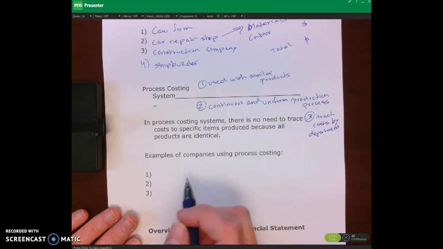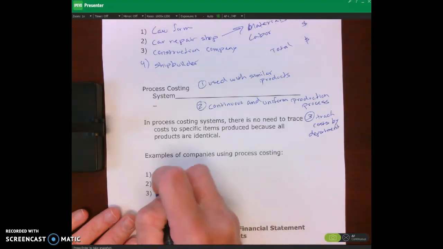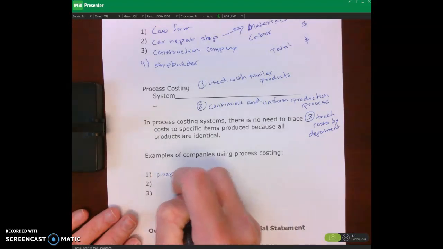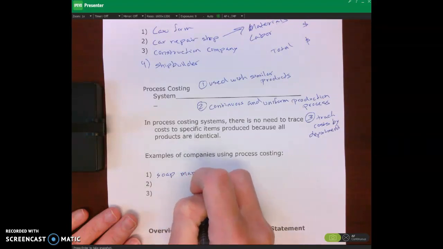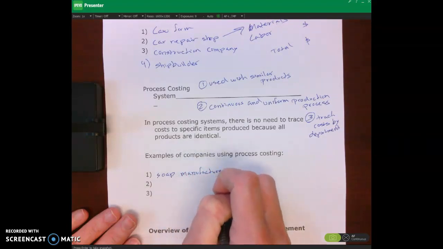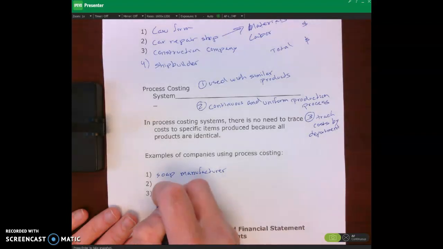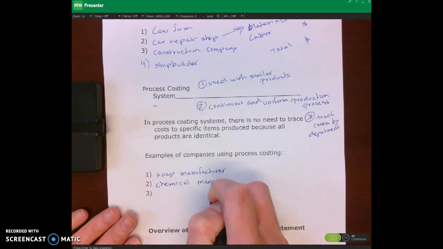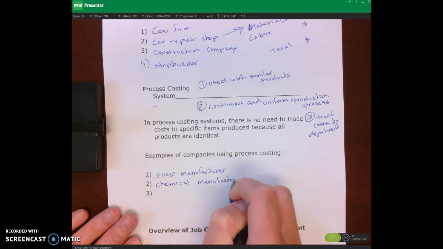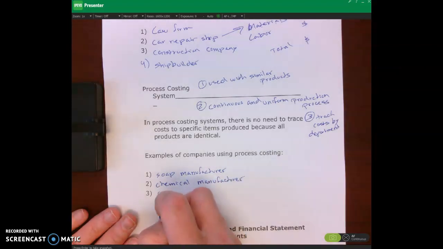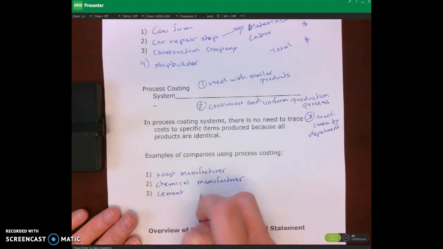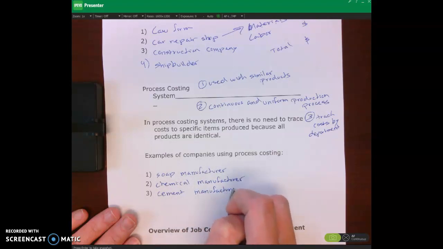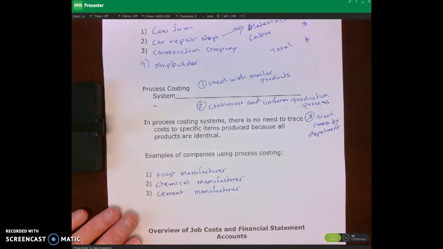Some examples of companies that would be using process costing, as I just said, a soap maker, soap manufacturer. You could also say a chemical manufacturer. Then finally, we could say a cement manufacturer. Those would be examples of companies that use process costing systems.